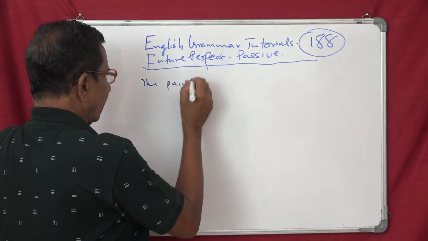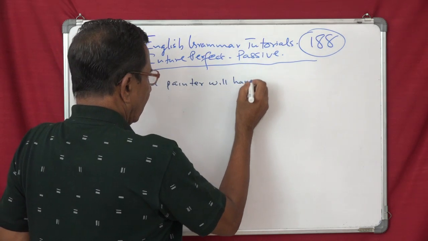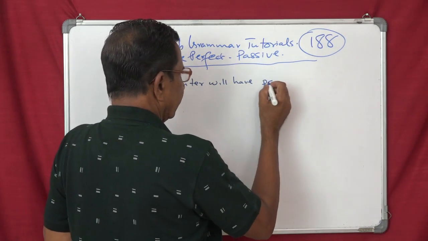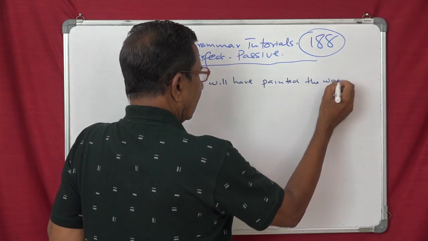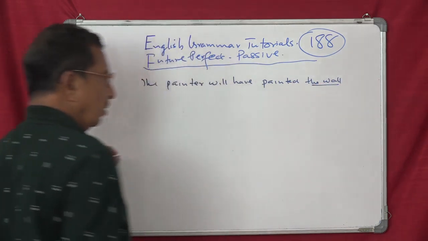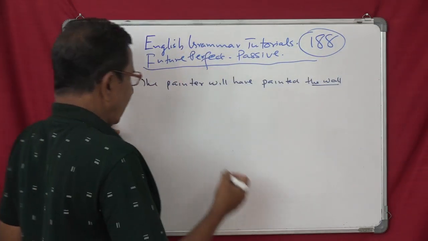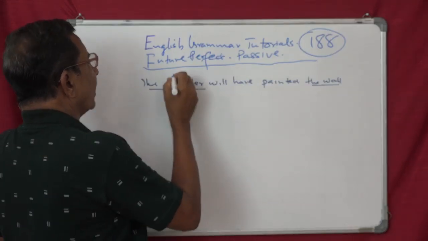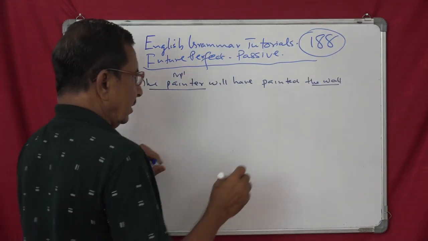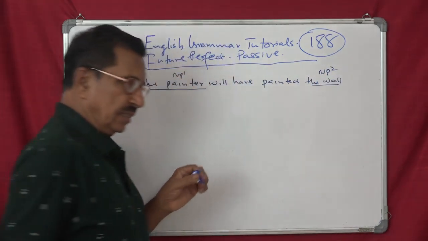the painter will have painted the wall. Now you know the wall is the object or NP2, and the painter is the subject or NP1. This is NP1 and this is NP2. NP1, NP2 means noun phrase.